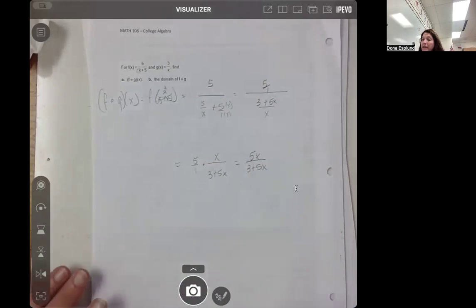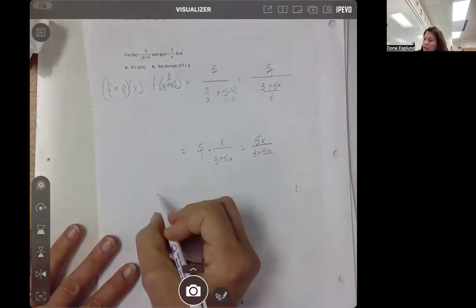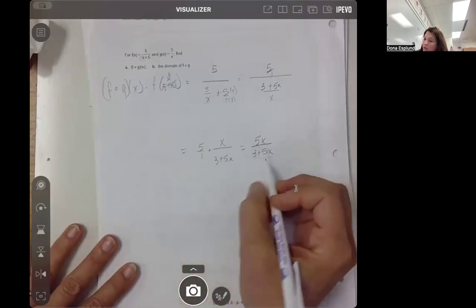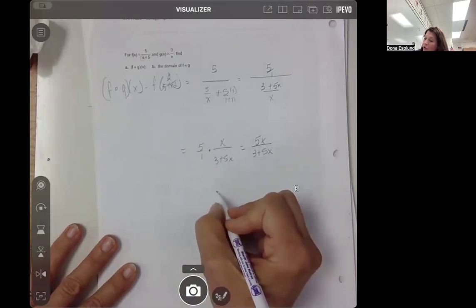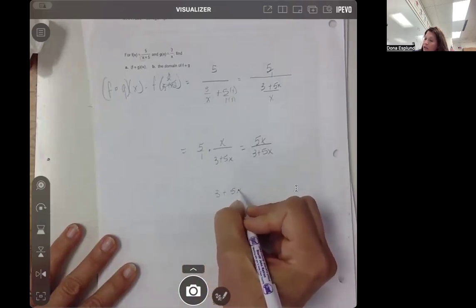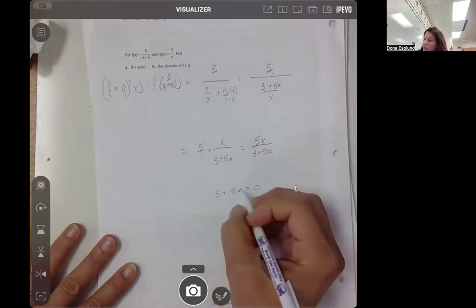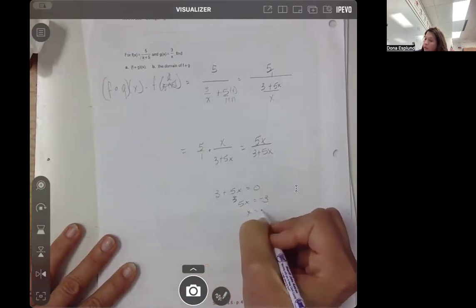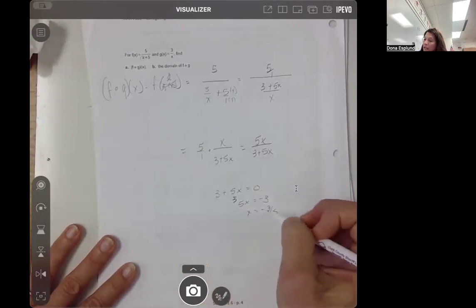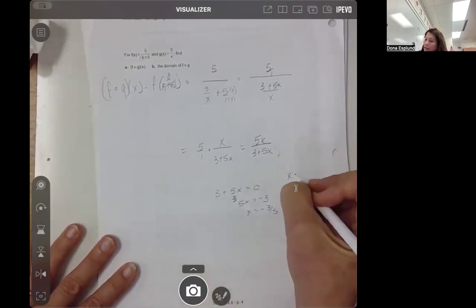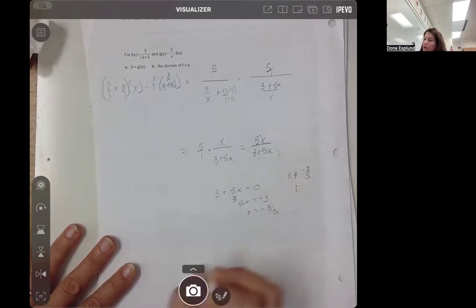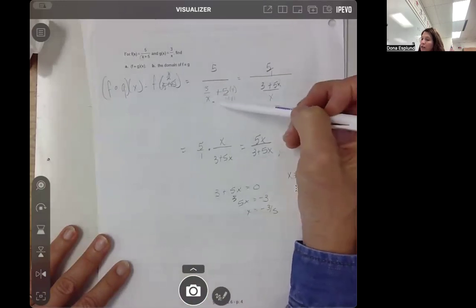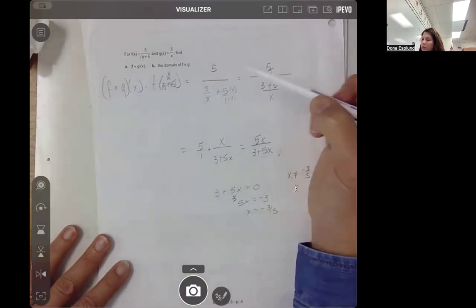Now, they ask about the domain. Well, obviously on this one, this bottom part of the fraction cannot equal 0. So let's find out where makes it 0. So 3 plus 5x is equal to 0. If I move my 3 to the other side, I would have 5x is equal to negative 3, and x is going to be equal to negative 3/5. It cannot equal negative 3/5 because that makes it 0. So x cannot equal negative 3/5. But remember before, I want to think in terms of all of the problems I've had before. X couldn't equal 0 either, could it?